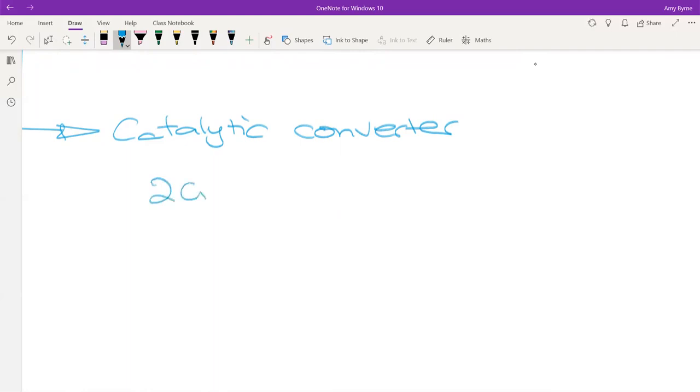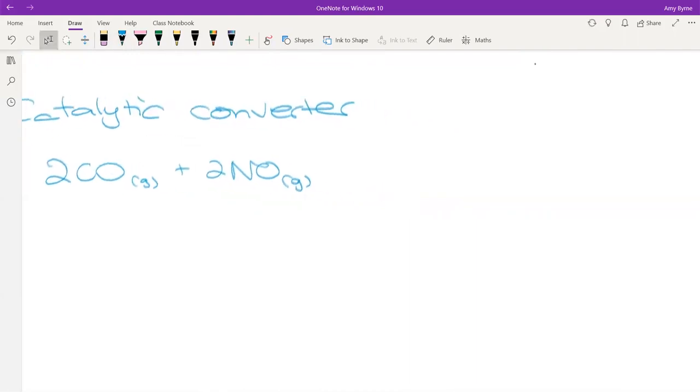It takes very toxic carbon monoxide gas, which is also produced as part of combustion in internal combustion engines, and it mixes it with the nitrogen monoxide gas, and it makes CO2 gas and nitrogen gas. Now, carbon dioxide gas isn't great from a global perspective, but it is better than carbon monoxide and nitrogen monoxide. It's safer for humans.